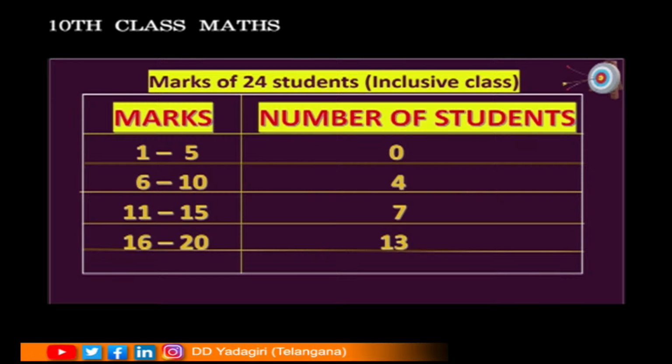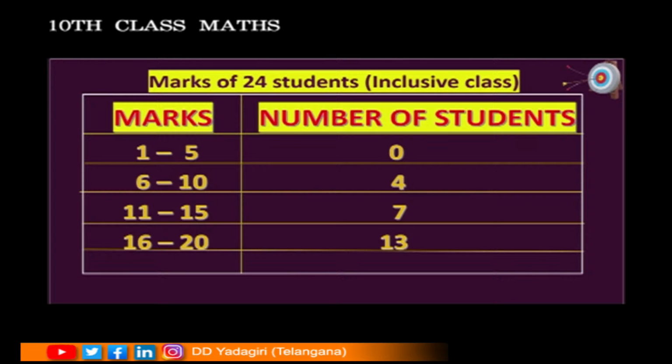Now see here, in the first column you have the marks. What can you call the marks column in general? We call it the class interval. Now the number of students, what can you call it in general? We call it the frequency. So you have a table of marks and number of students, the marks as class interval and number of students as frequency, and this distribution is a frequency distribution table.